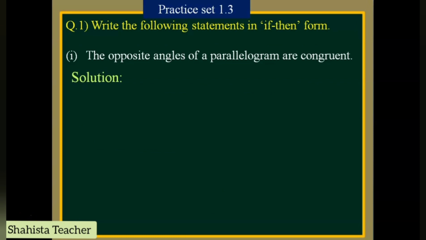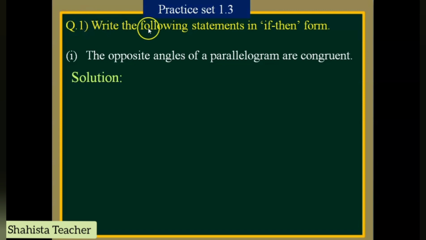Now students, after understanding conditional statement and converse, also solve direct and indirect theorem. Now I am going to teach you practice set 1.3. Here in practice set 1.3 you have to apply the rule of conditional statement and converse. So let's solve practice set 1.3. It contains two questions. Question number 1 carries 3 sub questions and question number 2 also carries 3 sub questions. So let's solve one by one.